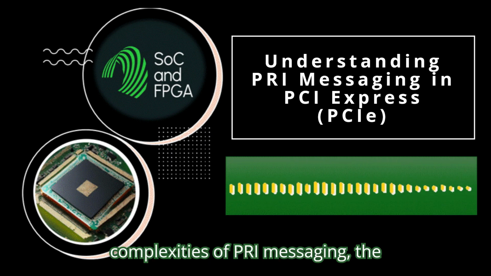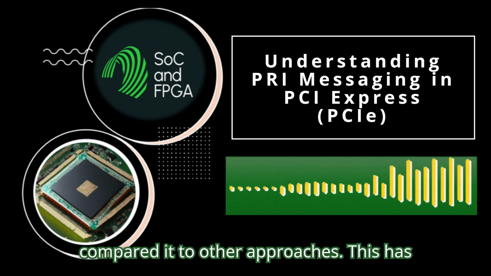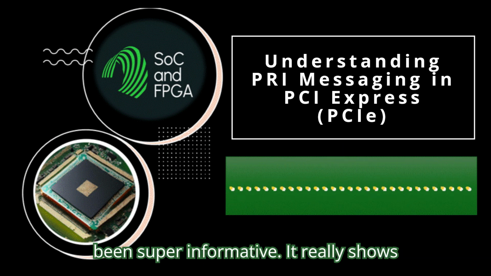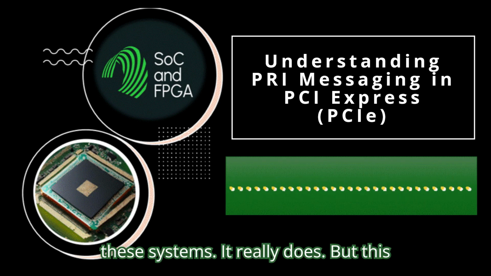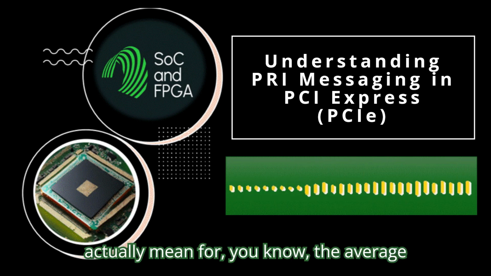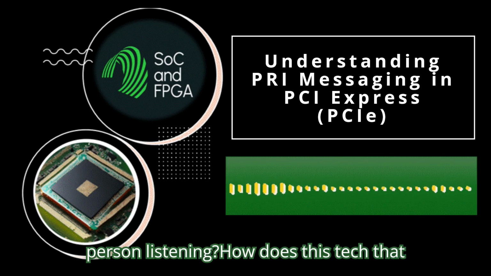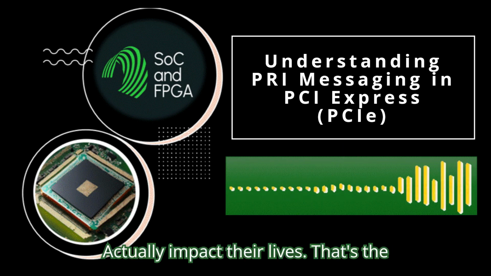Okay, so we've really dug deep here. The complexities of PRI messaging, the benefits, the potential downsides, even compared it to other approaches. This has been super informative. It really shows you how much thought goes into designing these systems. It really does. But this is all pretty technical. What does it actually mean for the average person listening? How does this tech that most people haven't even heard of actually impact their lives?